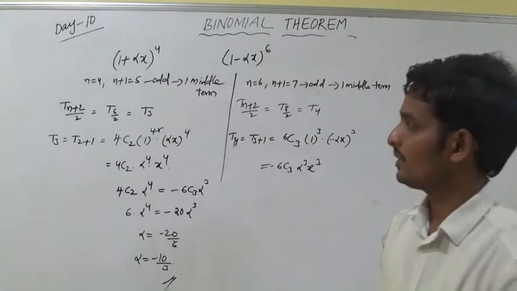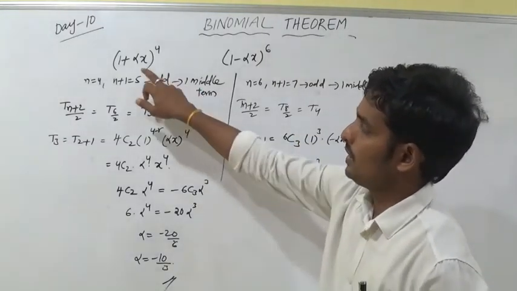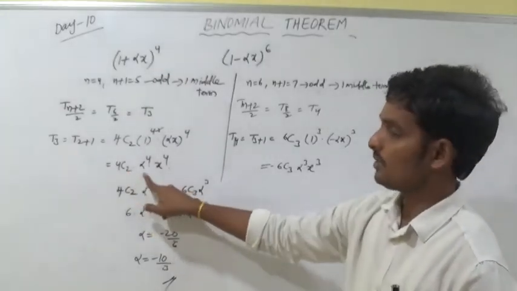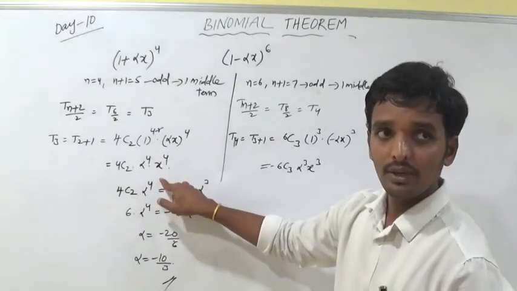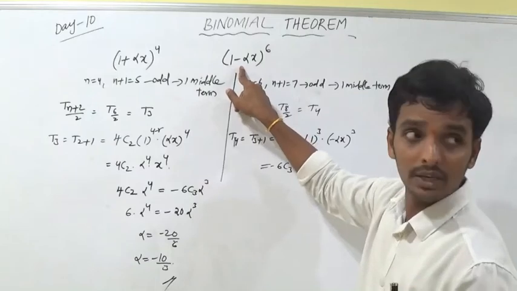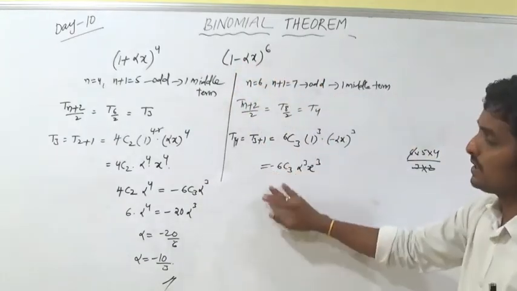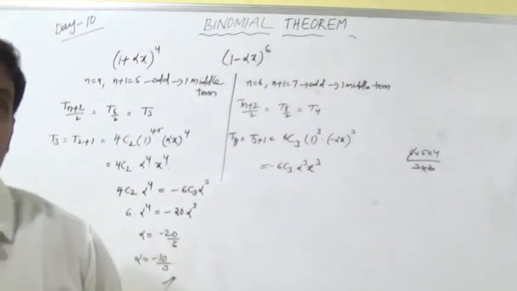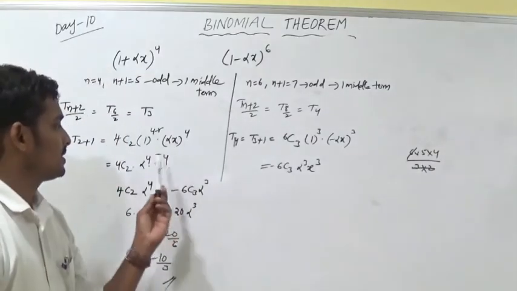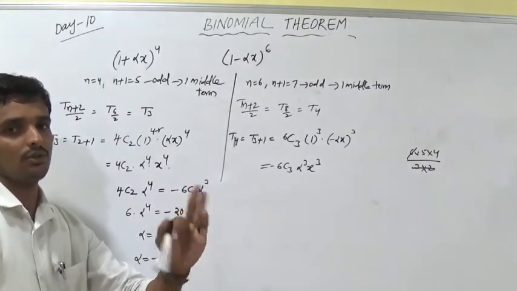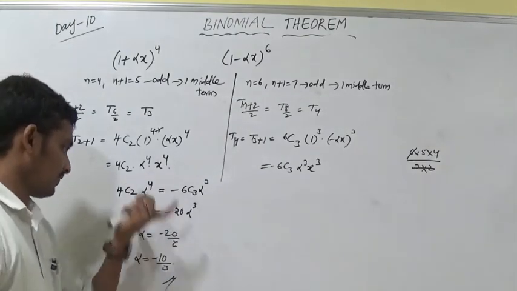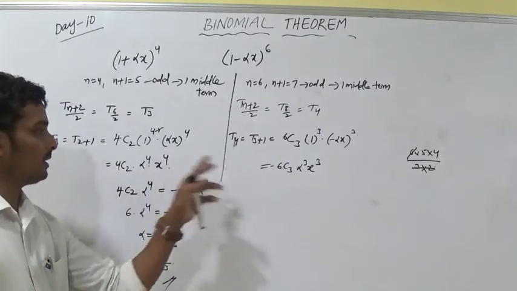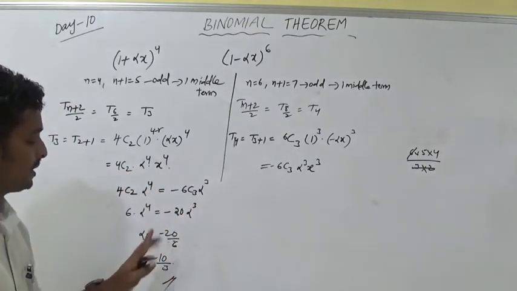Okay. First, finding the middle term of (1 plus alpha x) whole to the power of 4, you are getting this answer: 4c2 alpha power 4 into x to the power of 4. The same way, we can find the middle term of (1 minus alpha x) whole to the power of 6. So we are getting this answer. The coefficients of x, the middle terms, the coefficients of x are equal. So x cube or x power 4, those are the coefficients of x. I am equalizing the coefficients and I am getting the answer.